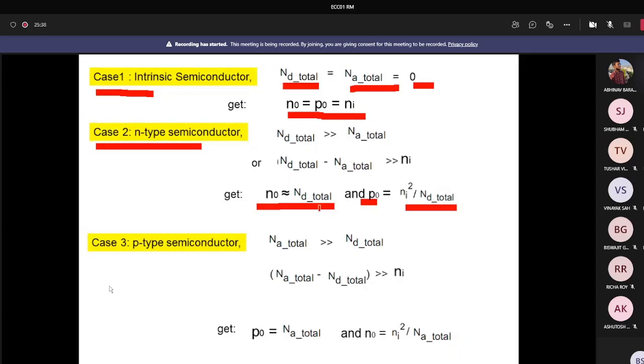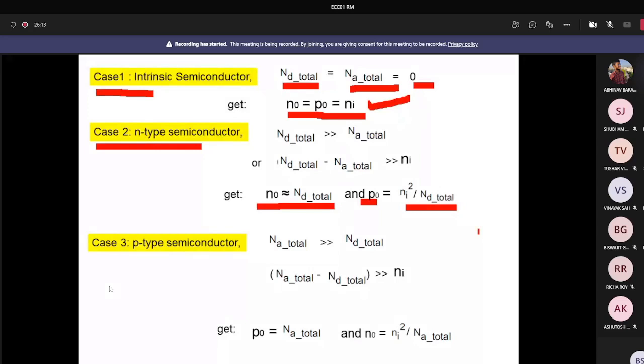That means doping concentration. Sir, but does n0 p0 equal to ni square not hold in case of extrinsic? No, it will hold. The multiplication n0 p0 equal to ni square always holds, for intrinsic as well as extrinsic, except in case of recombination. But n0 equal to p0 equal to ni holds only for intrinsic semiconductor, not for other semiconductors.